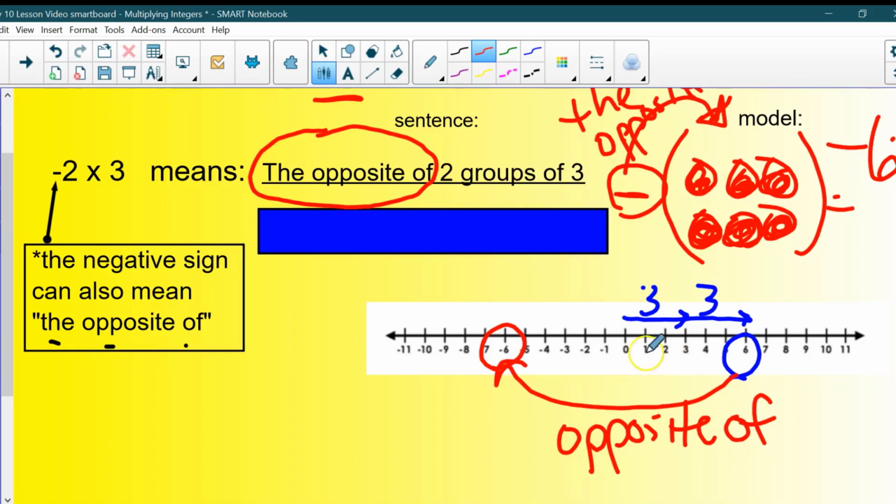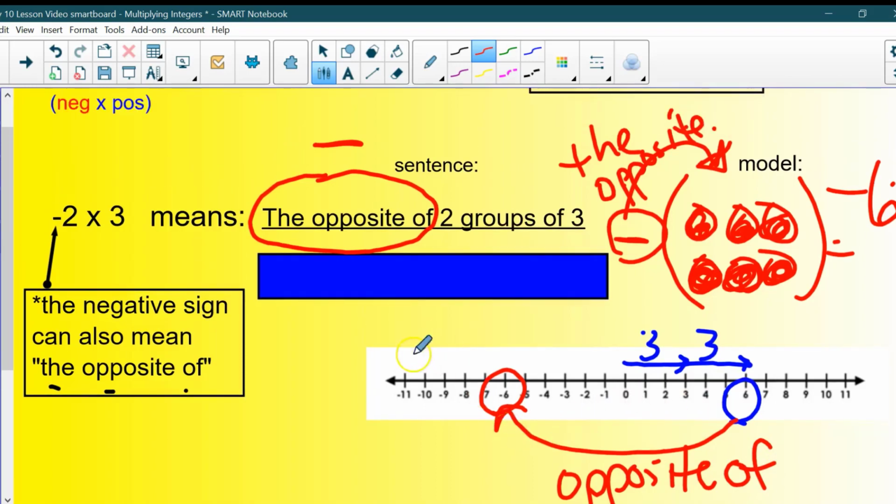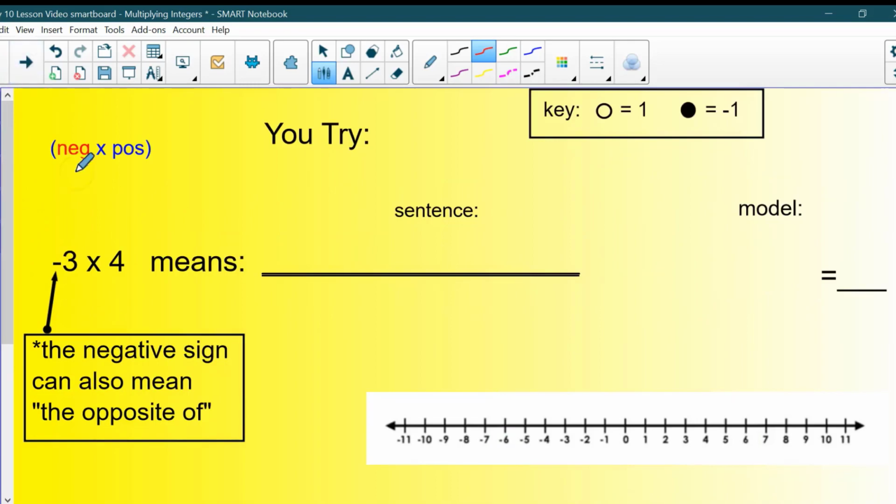All right? So again, if you need to, pause the video to get this written down because the next problem is one you get to try on your own. Again, it'll be a negative times a positive. You ready? Okay, here's yours.